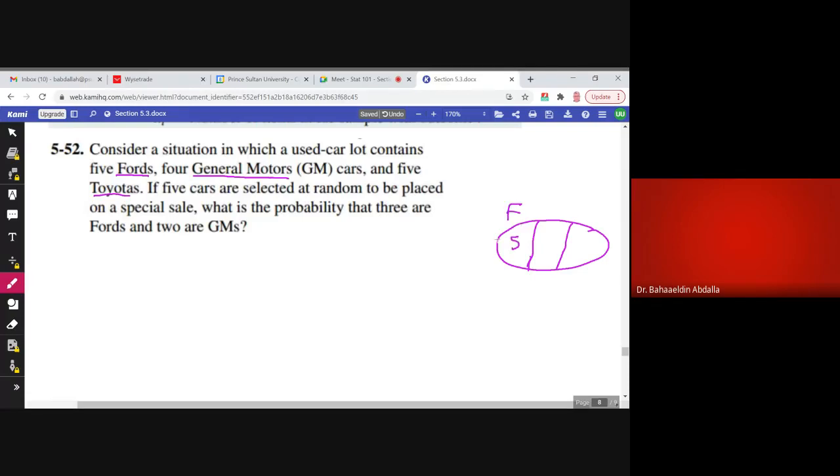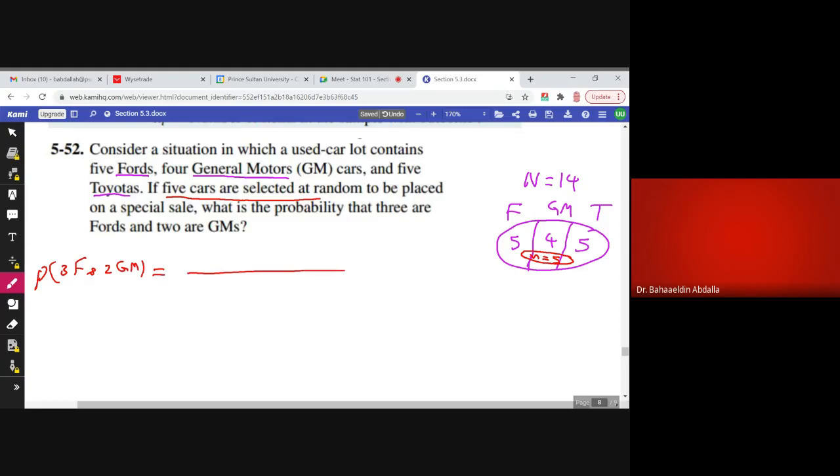Fords, and there are 5 cars, General Motors, and we have 4 of them, and Toyota, and we have 5 of them. So in general, capital N is what? 5 plus 5 plus 4, 14. We have 14 cars in general in the population. All right. What do you want to select? 5 cars are selected. So the sample size, the small n, is 5. Okay. 5 cars are selected at random to be placed on a special sale. What is the probability that 3 are Fords and 2 General Motors?